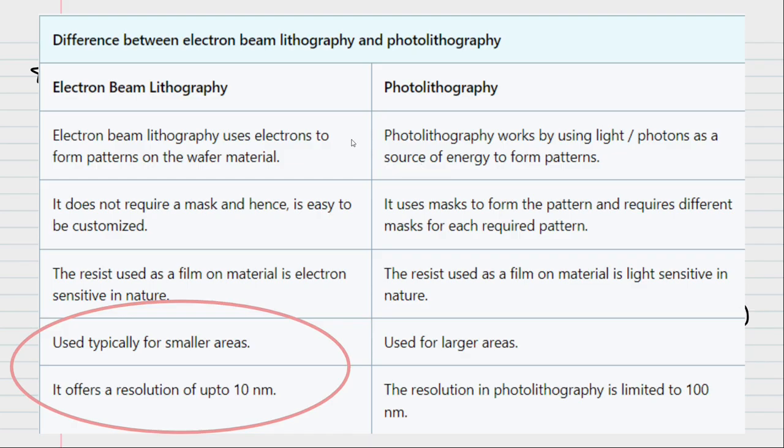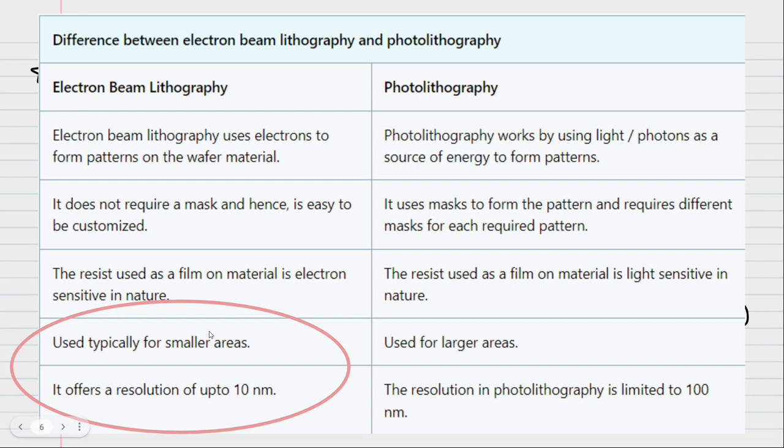And here's a comparison table for EBL and photolithography. EBL uses electron beams instead of light. It does not require a mask, and it uses electron resist instead of photoresist. And most importantly, it offers a really good resolution compared to photolithography, of up to 10 nanometers. However, it is used typically for smaller areas.